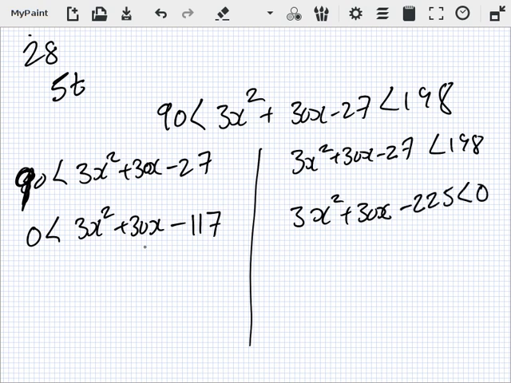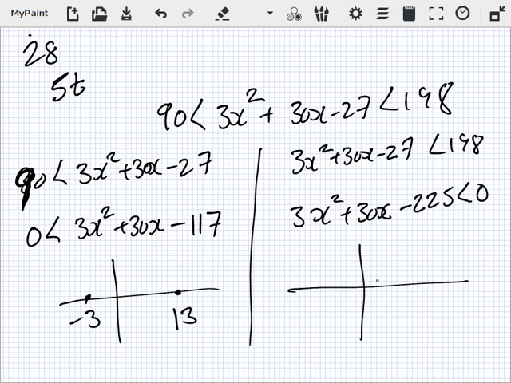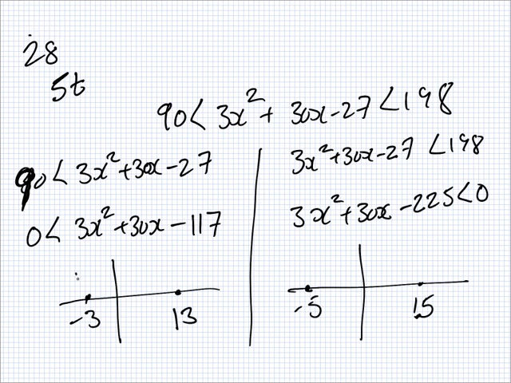Less than 0. Right. What are the two answers here? Minus 3 and plus 13. You're giving me the roots, not the factors. Right. And this one here? Minus 5 and plus 15. How do you get 13? Oh, the quadratic formula. Right, you can factor them too.